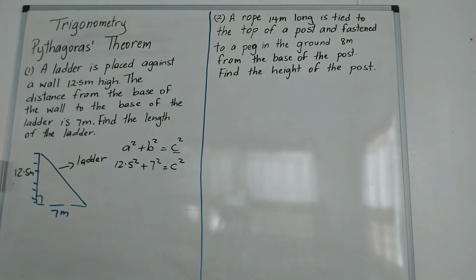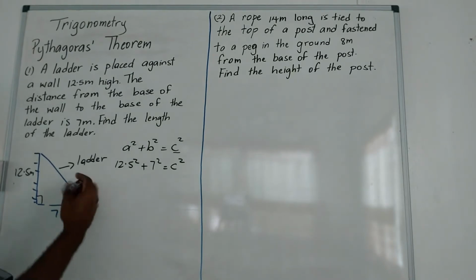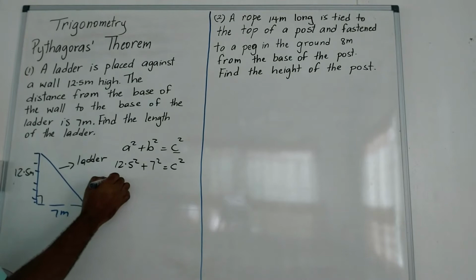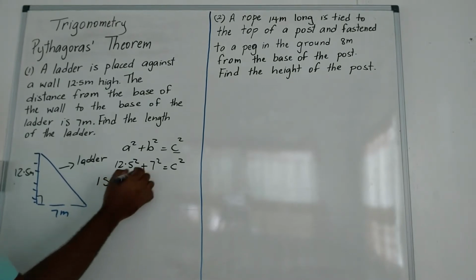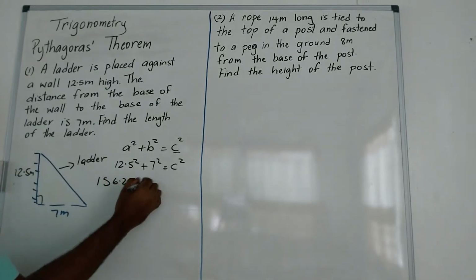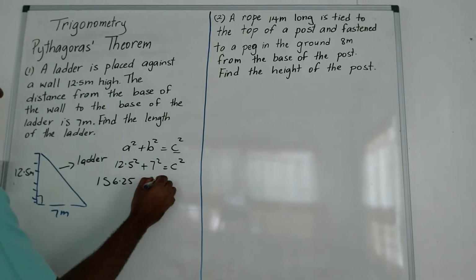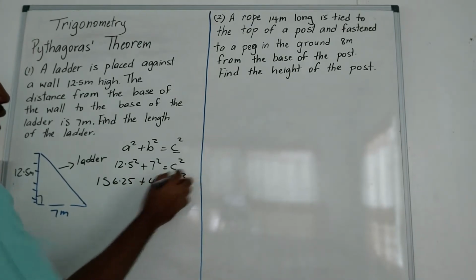So what you can do is pause the video there and see if you can calculate the length of the ladder. Let's clarify. 12.5 squared will give us 156.25. 7 squared gives us 49, which is equal to c squared.